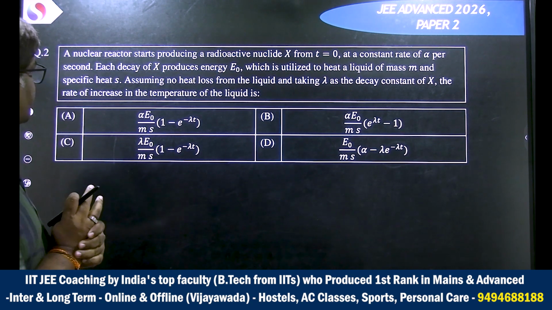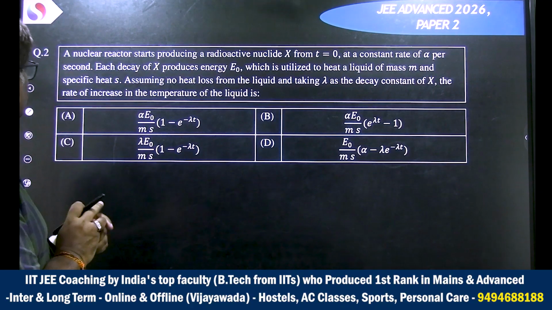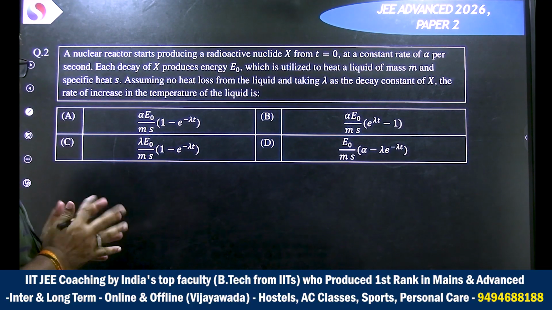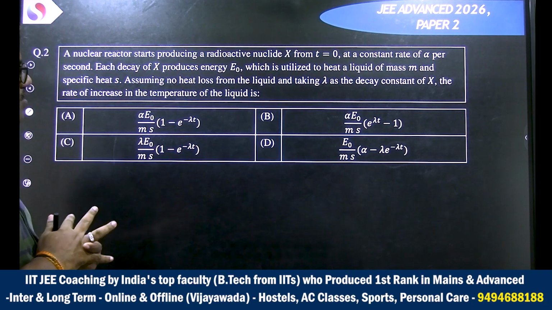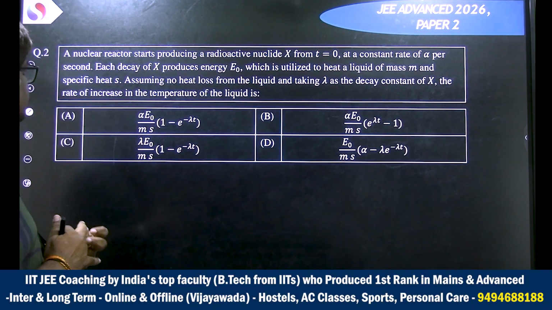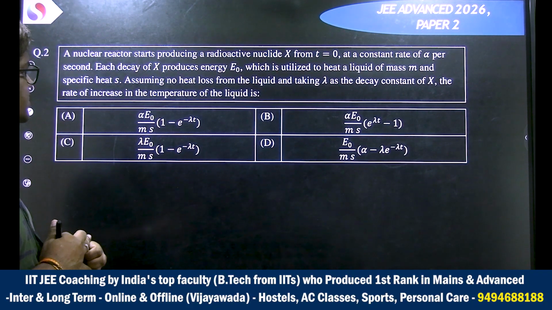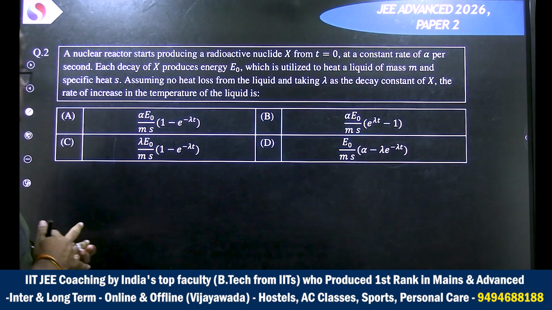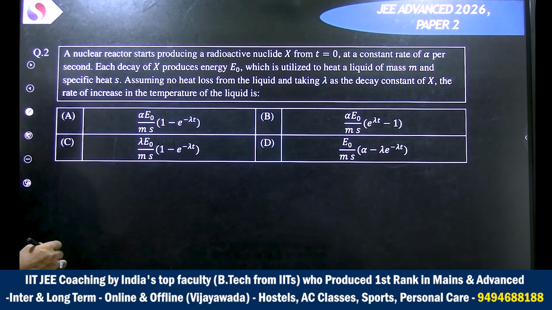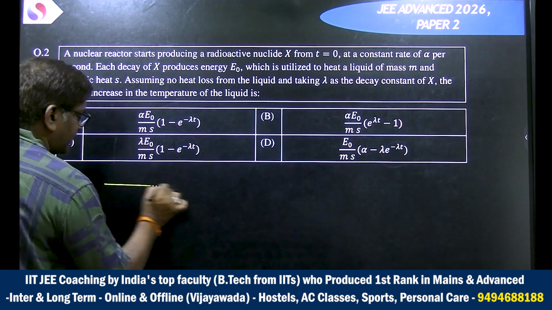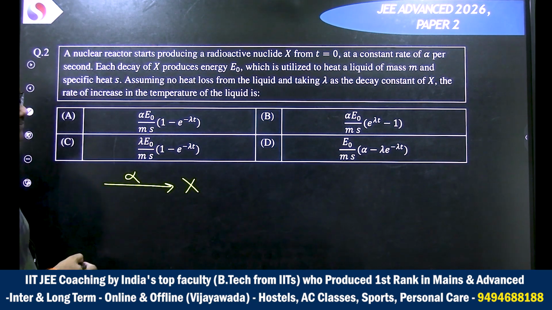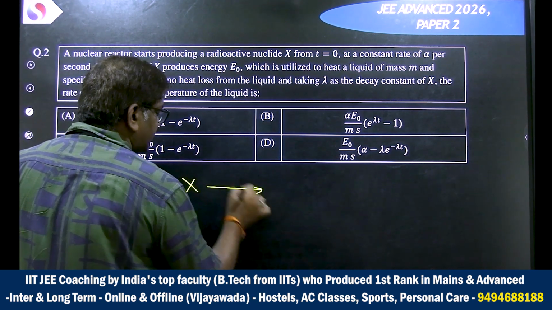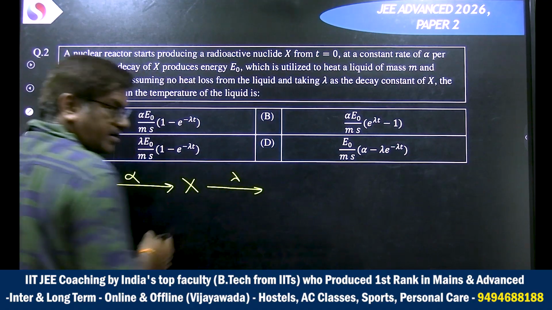It belongs to modern physics and radioactivity. They are talking about a nuclear reactor that starts producing the radioactive nuclide X from t equals 0 at a constant rate alpha per second. Each decay of X produces energy E naught, which is utilized to heat the liquid of mass m. Okay. So what is happening? There will be a formation of X with a constant rate of alpha, and then after it is decaying with a decay constant lambda, right?